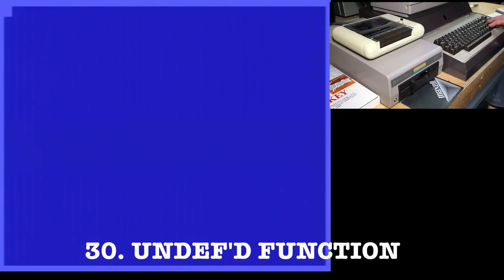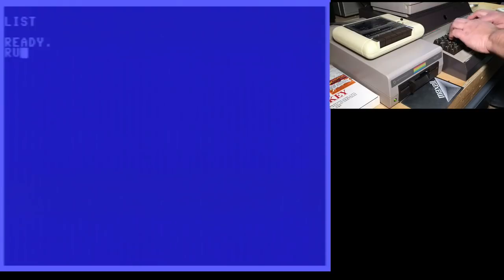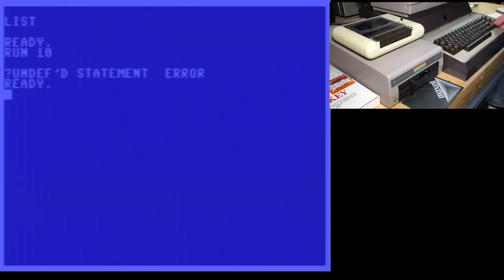Almost done. Error number 30, undefined function. If we don't define a function but try to call it, like function X, then you get an undefined function error. Error 31. That's easy. We've got no program in memory now, so just try to run a specific line number that doesn't exist. Undefined statement error, or likewise try to go to a line that doesn't exist. Same thing. That's all the undefined statement is.